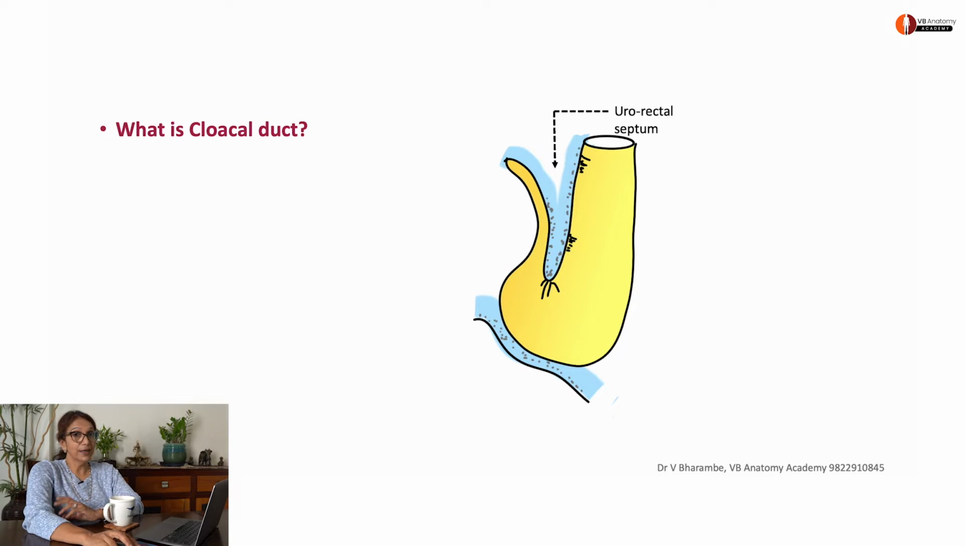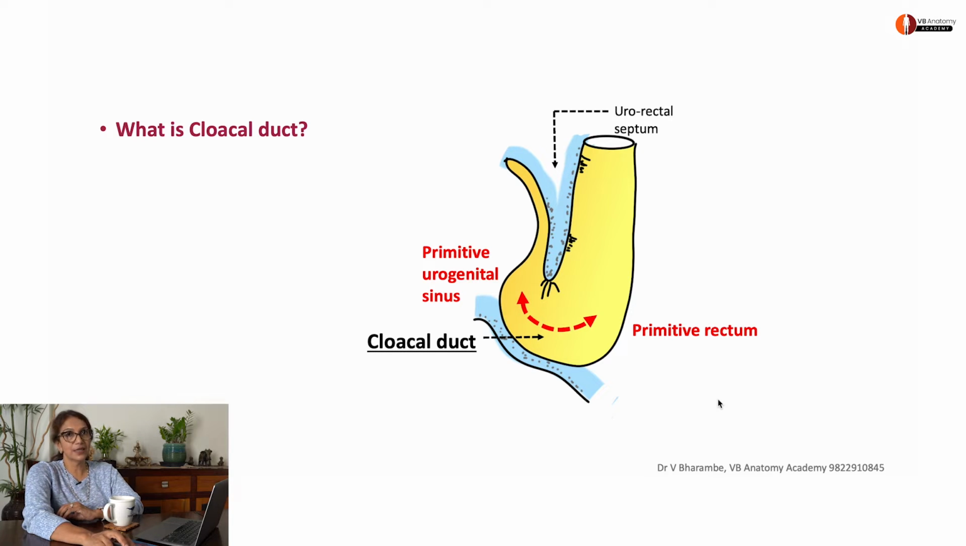So what is the cloacal duct? This is very important. So let's understand that. This is the primitive urogenital sinus, this is the primitive rectum. For a short while, they communicate with each other till the urogenital septum fuses down. This communication is called the cloacal duct. Why did I say it was relevant? Because if the cloacal duct did not obliterate, then you would have fistulas: rectum communicating with urethra, with vagina, whatever. But the cloacal duct has to be obliterated by the descending urogenital septum.